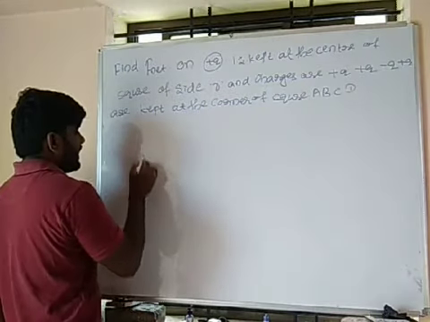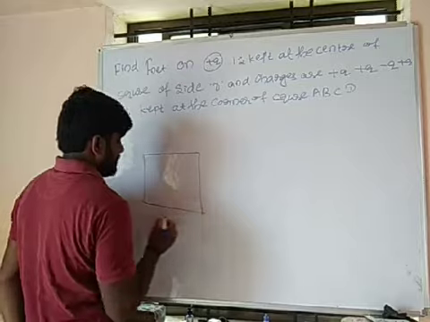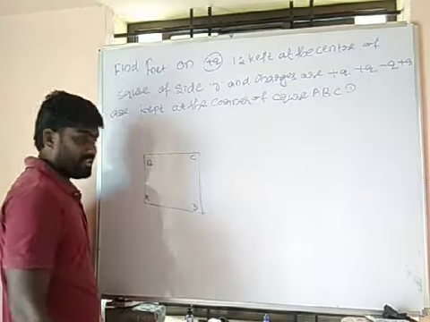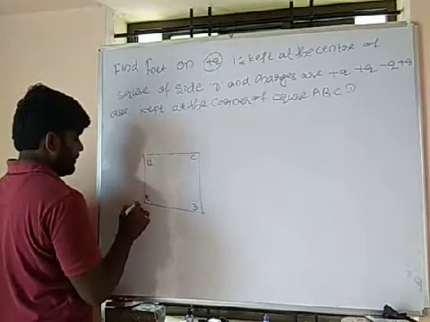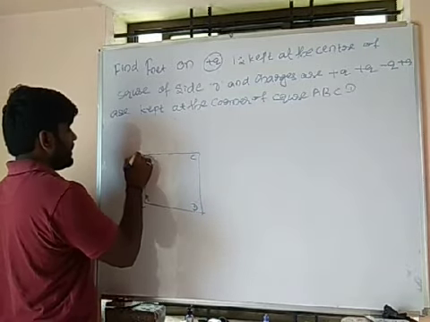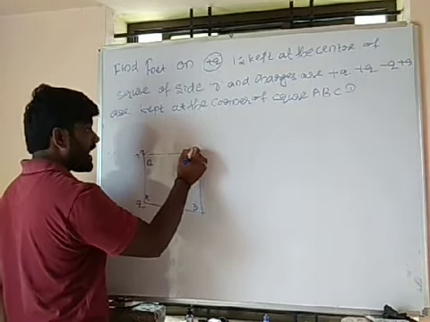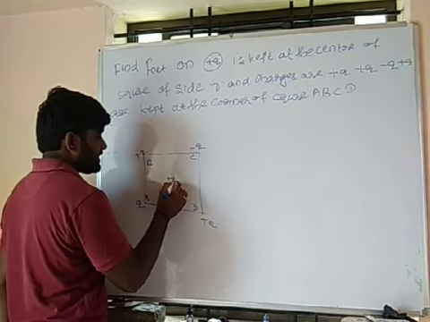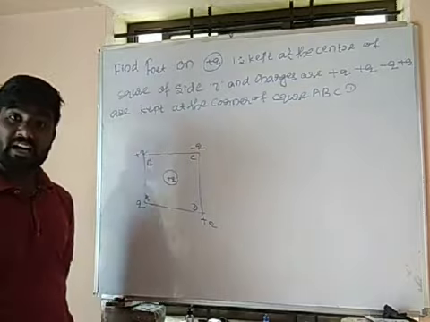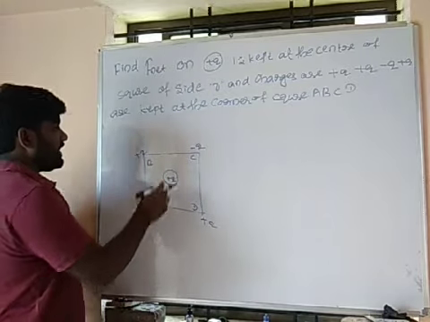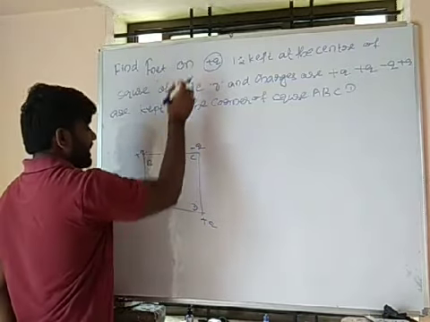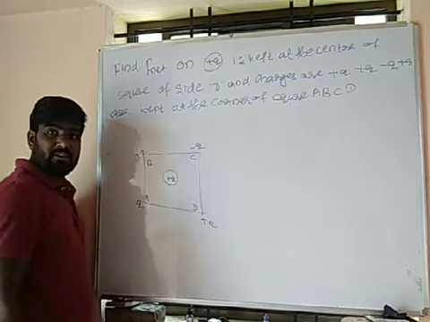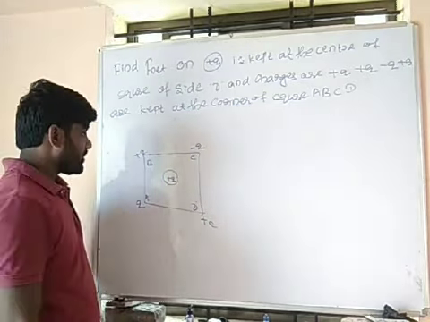See here, what he has told: A, B, C, D. Then A will be plus Q, this is also plus Q, here I have taken minus Q, and here is your plus Q. At the center if I keep a positive charge, then I want to calculate F net on the plus Q kept at the center. At this point I have to calculate F net. How to calculate this?